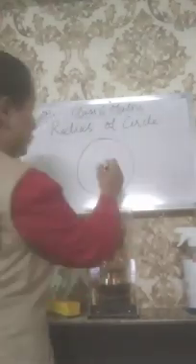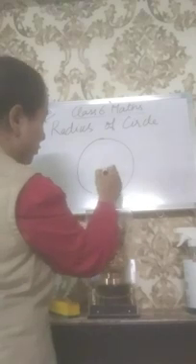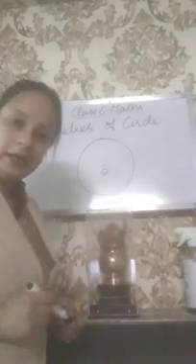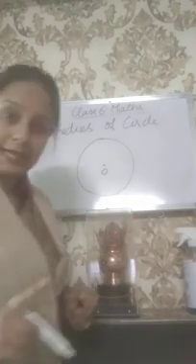The next very important concept or very important property of the circle is the radius of the circle. Okay, radius of the circle. All right, so let's say I have drawn this circle, right, and I have drawn the center of the circle also as O.